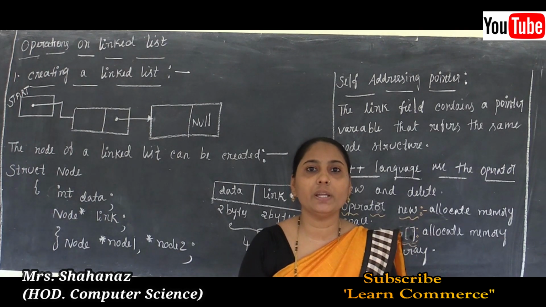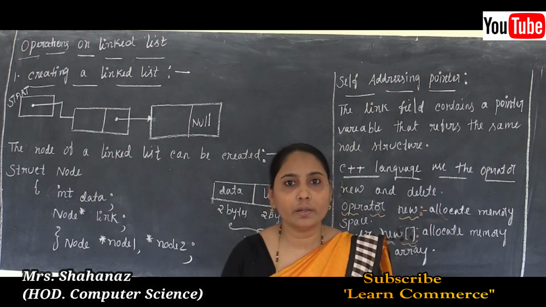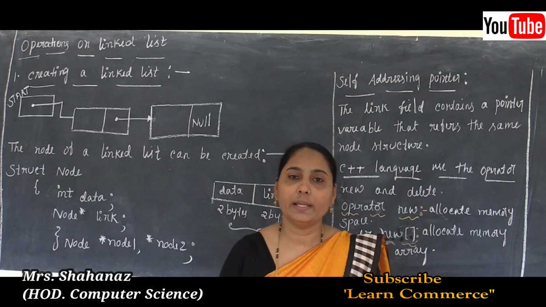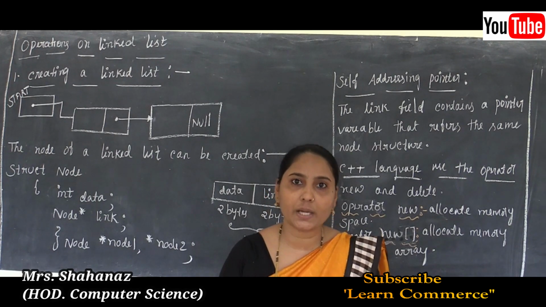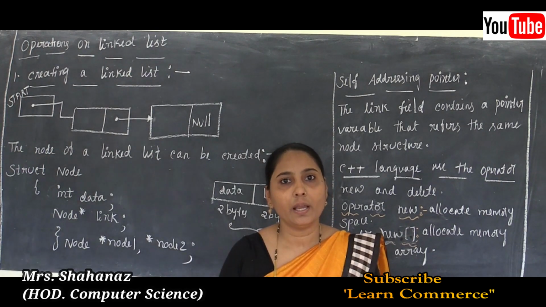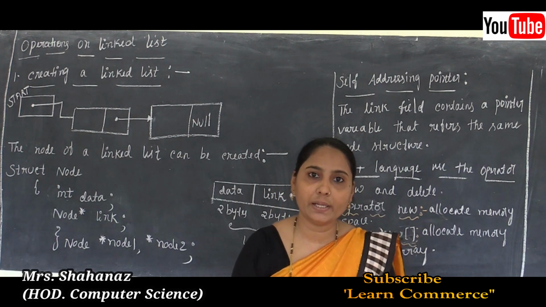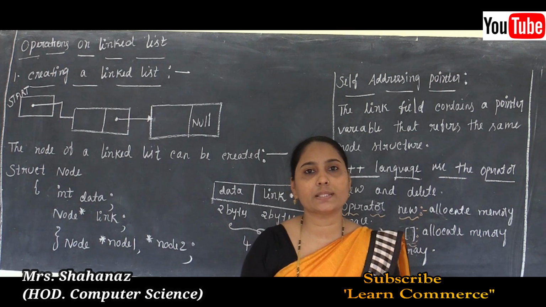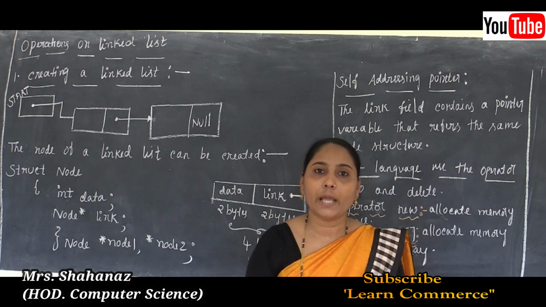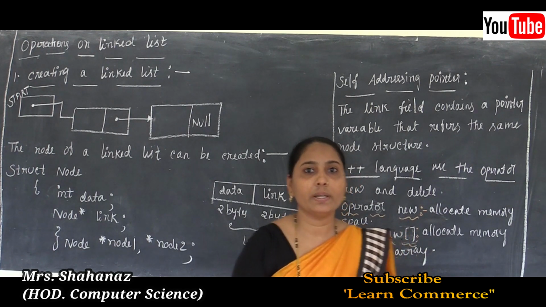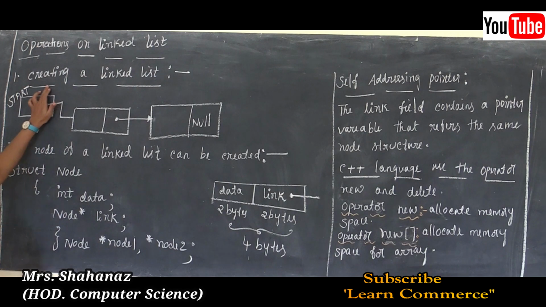So this is the meaning of the linked list, and we learned about the types of the linked list here. There are three types. The first one is the singly linked list, the second one is the doubly linked list, and the third one is called the circular linked list. After the types of the linked list, our next topic is creating a linked list.